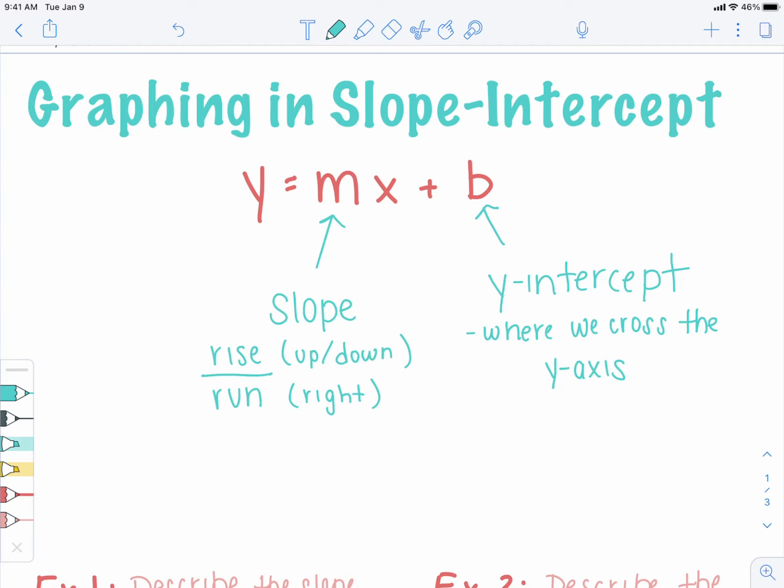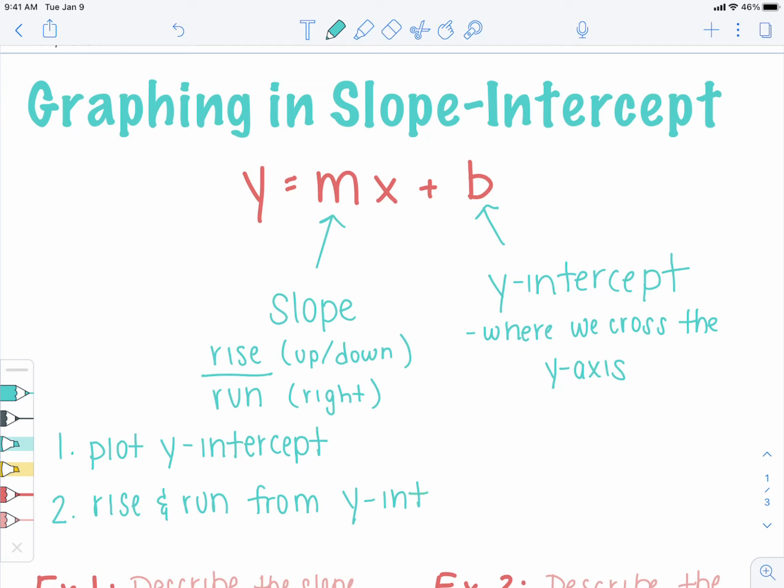So when we graph these, you're going to look at the equation, pick out your y-intercept and plot your y-intercept. And then you're going to use your slope to tell you how many to go up or down and how many to move to the right from your y-intercept. So the first thing you're going to do is plot your y-intercept. And then you're going to rise and run from the y-intercept.